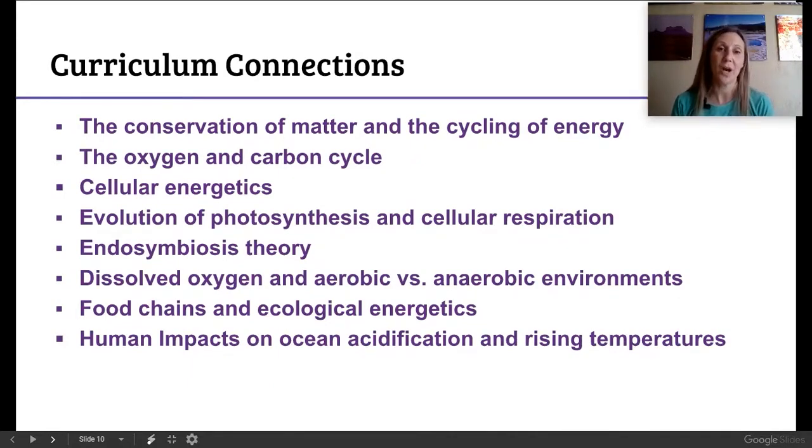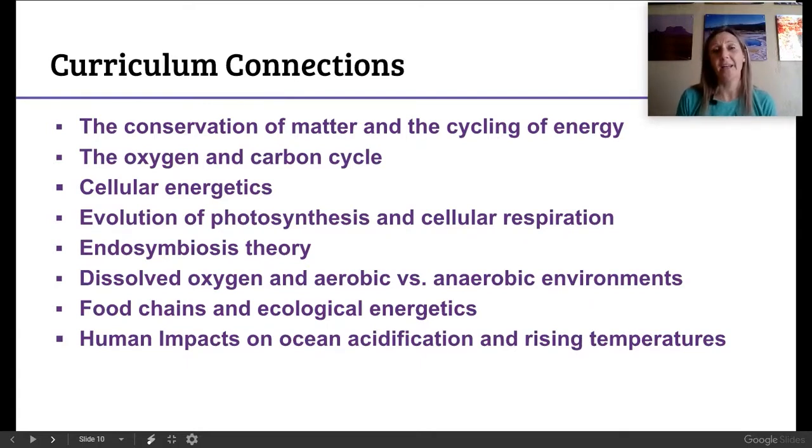It's a great lab to talk about the conservation of matter and raw materials, or the cycling of energy through an ecosystem. You can talk about the oxygen and carbon cycles if you want to focus on the cycling of matter through an ecosystem. Obviously, at its face, you can use this as your staple photosynthesis or cellular respiration lab. You can look at endosymbiosis and how we have eukaryotic cells that have possibly taken up chloroplasts and mitochondria as their structural organelles within. And then also looking at, therefore, the evolution of how some of these organisms came about.